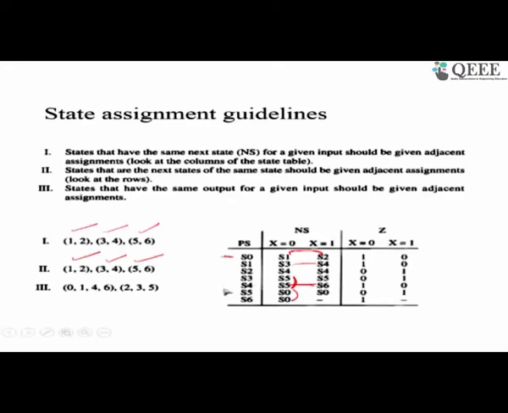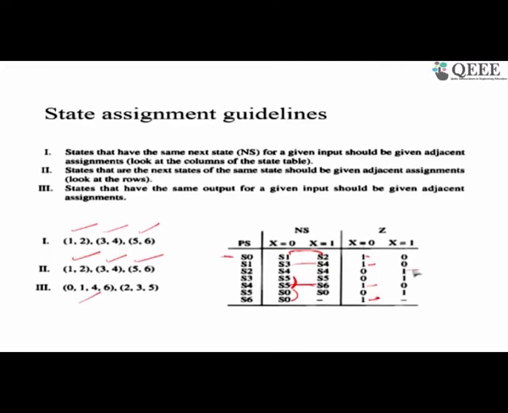The third rule tells that states that have the same output for a given input should be adjacent. So if you look at the output table, this is called the output table, this is called the next state table. So those states which have the same output. If you look at this one, 0, 1 and then 4, 6 have the same output for a given input. So 0, 1, 4, 6 should be adjacent.